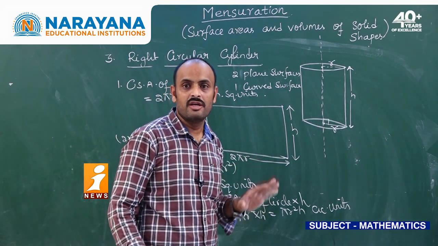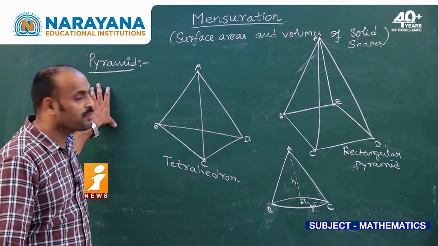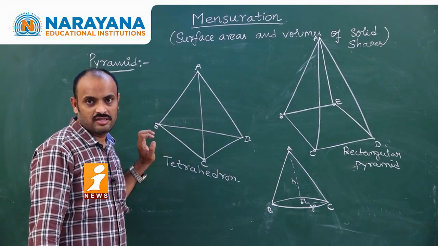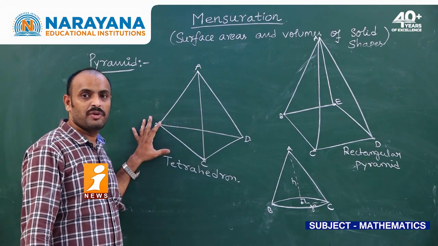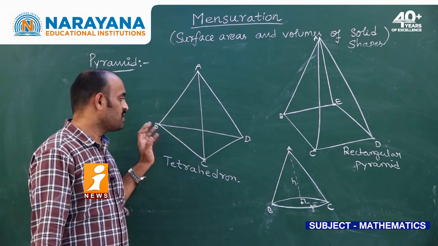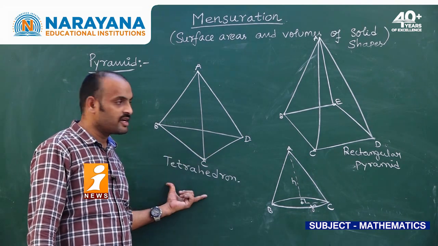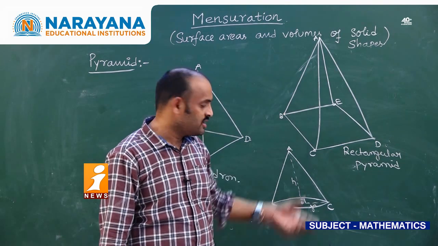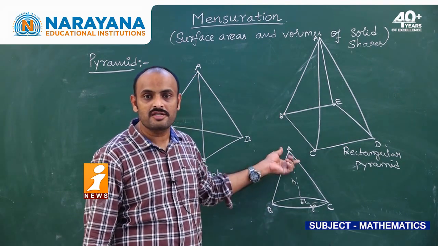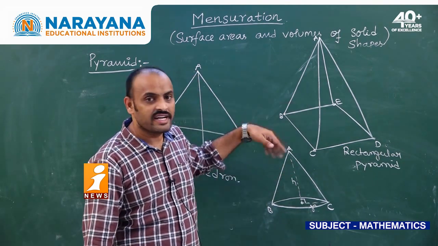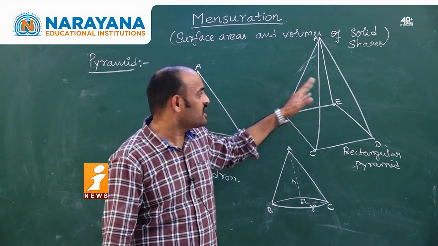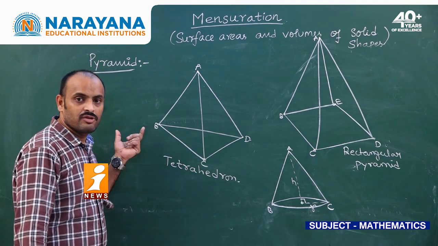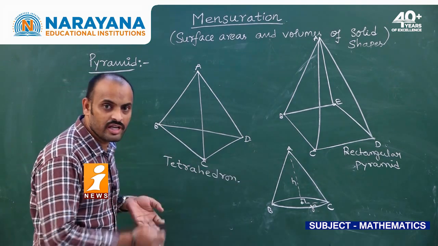Now we are going to see pyramids. Next our topic is pyramid. What do you mean by pyramid first? Pyramid is a closed figure formed by polyhedras. If the base is a triangle, we call it a tetrahedron. If the base is a rectangle, we call it a rectangular pyramid. If the base is a circle, we call it a cone, in which the side faces are triangles. Now when it comes to the 10th class syllabus, we have only cone.